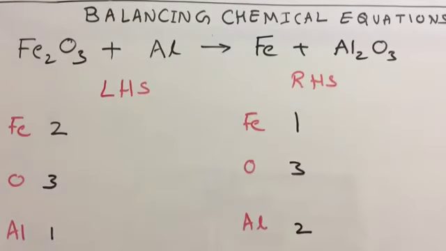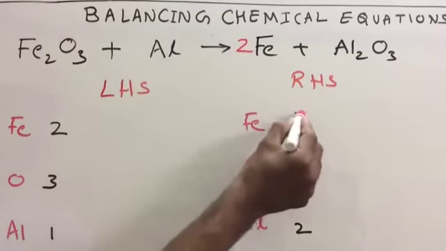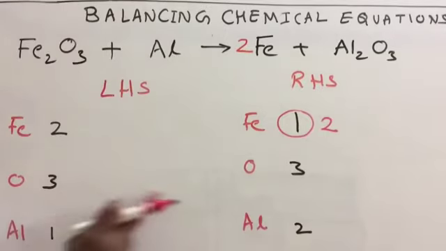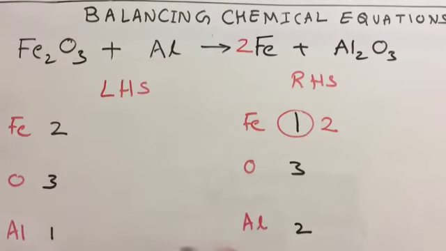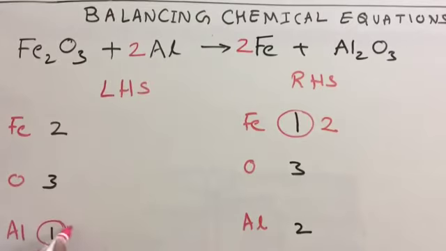Let us balance it. So here only 1 iron is there, so multiply with 2, so this iron will become 2. Now oxygen is already balanced here, 3 and 3. Aluminium on LHS you have 1, on RHS you have 2. That means here on LHS you have to multiply with 2. If you multiply with 2, it will become 2 aluminium. Thus, this is your balanced equation.